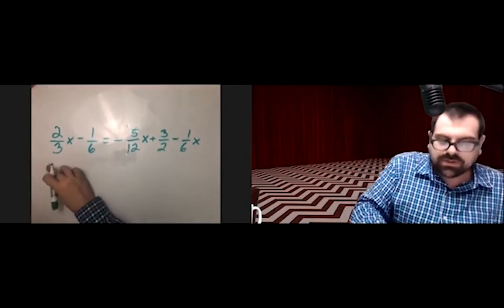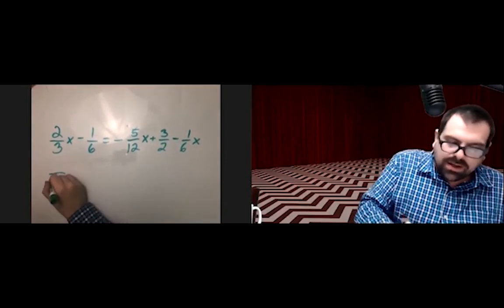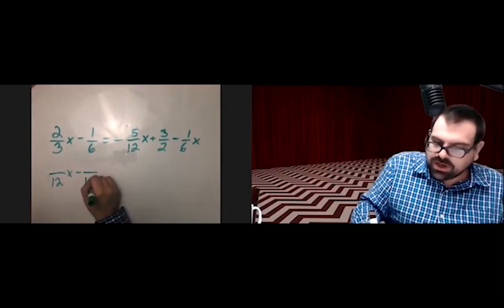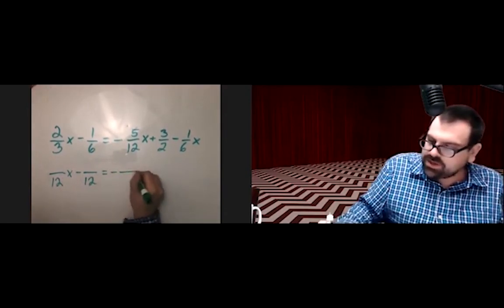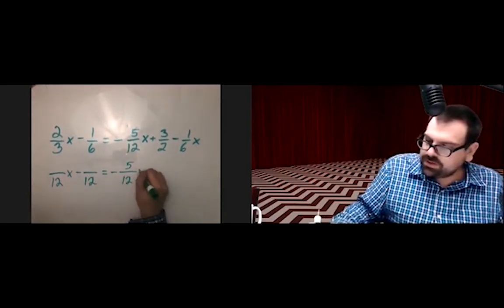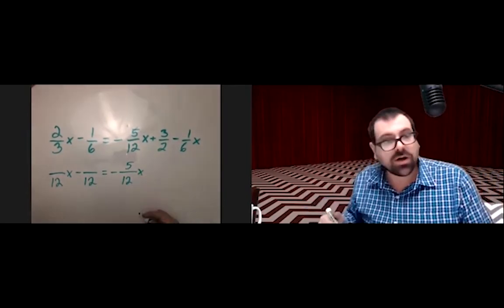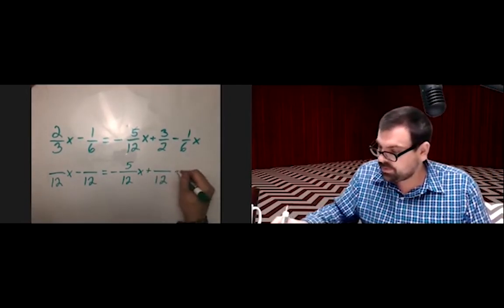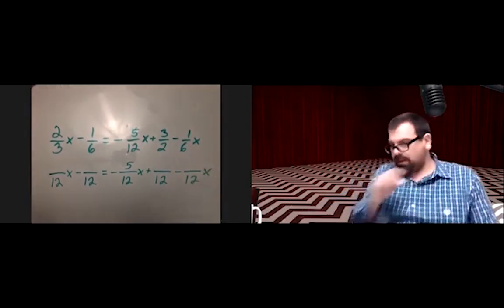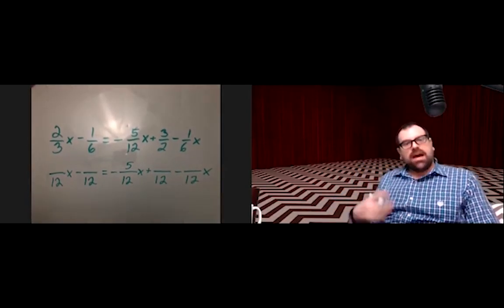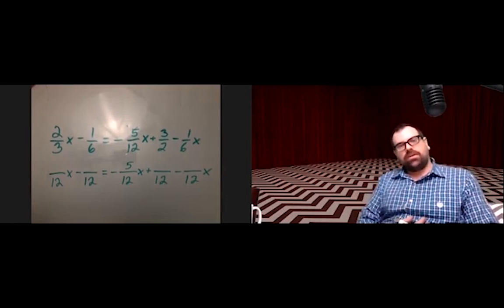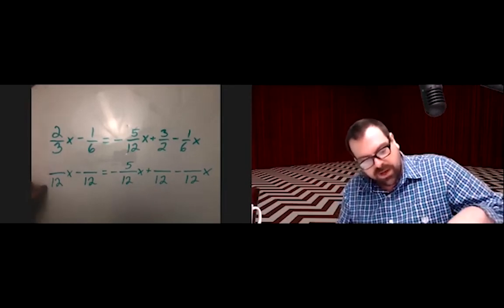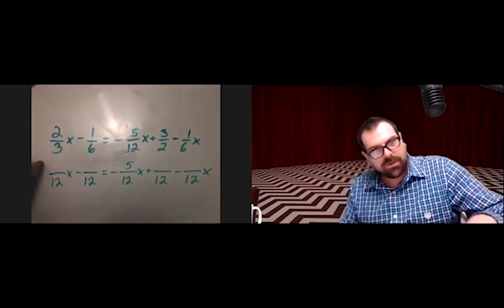Oops. Don't do what I was about to write. That makes no sense. The new bottoms are 12. That's going to change almost all of the tops. The only one that's not going to change is this one, because it's already a 12. Okay, so now we need to figure out the new top numbers. How do we do that? How do we find equivalent fractions? Well, remember, whatever we do to get the bottom number, we have to do to get the new top number.